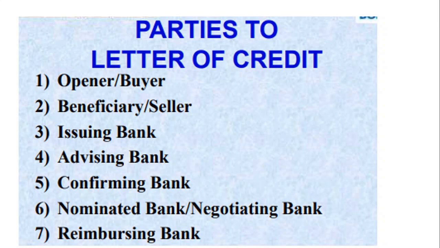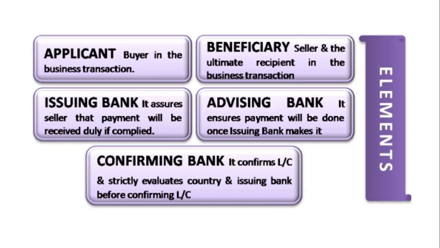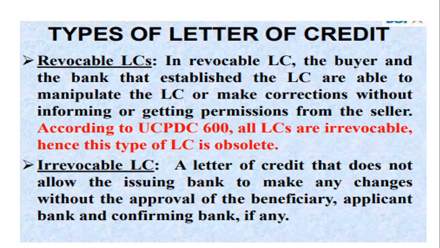Negotiating bank means they are intermediaries. They help you settle your terms and conditions, and then they facilitate the entire transaction. The reimbursing bank is the bank which is supposed to make the payment. So the seller is connected to the reimbursing bank. So these are the various parties: applicant, beneficiary, issuing bank, advising bank, and confirming bank. We have already seen these names.